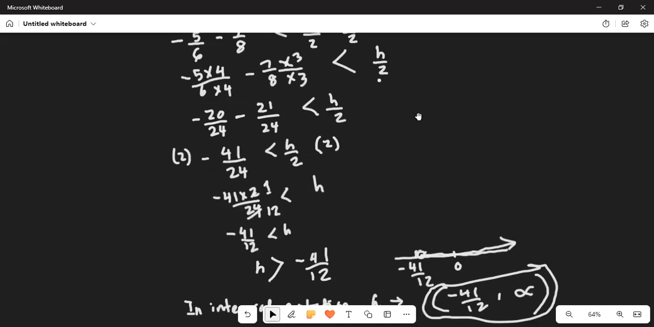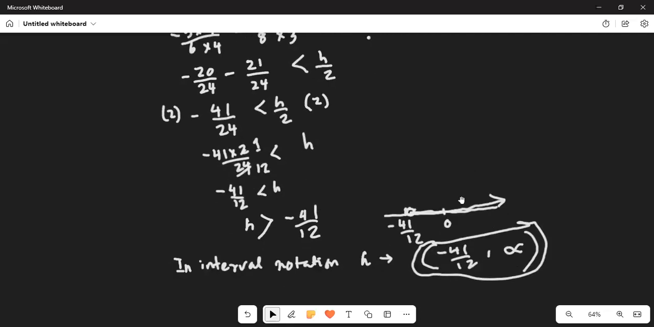Now I want to flip. I want to change the position. I want to move the unknown variable h to the left-hand side and the number to the right-hand side of the inequality. When I do that, a rule of inequality is that it will flip the direction of the inequality. So now h becomes, the opposite of less than, h is greater than minus 41/12.